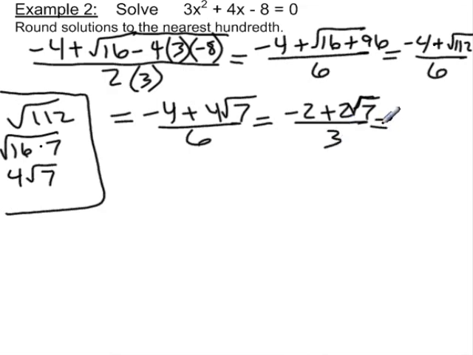Now, at this point, you need a calculator. You need to go ahead and add that together. Your calculator should give you somewhere in the neighborhood of 1.10 when it says to round your solutions to the nearest hundredth. Okay, so that will be one of your solutions.